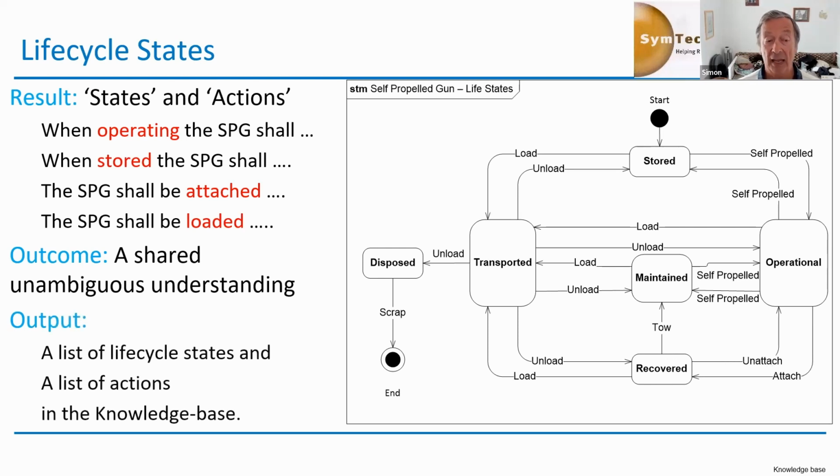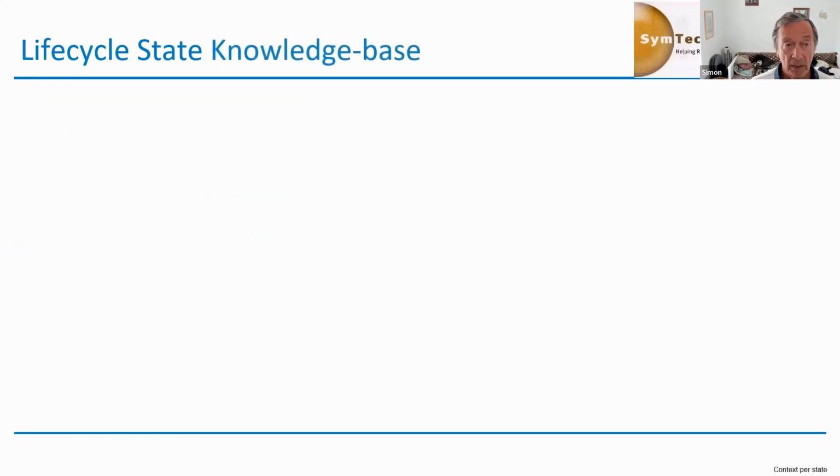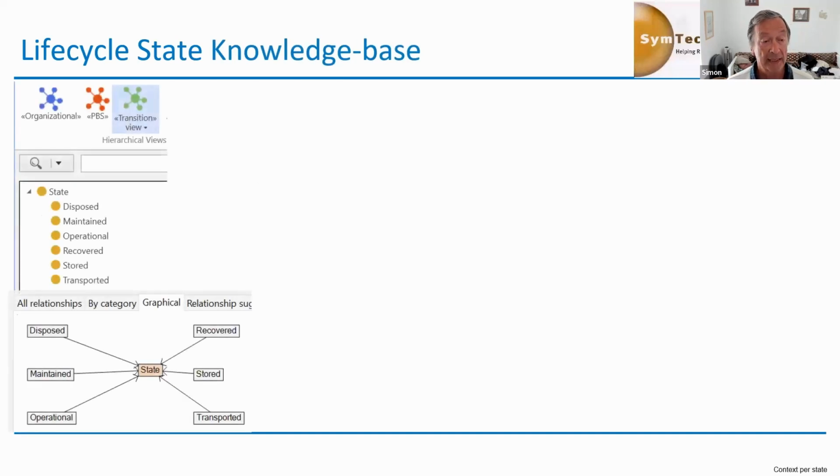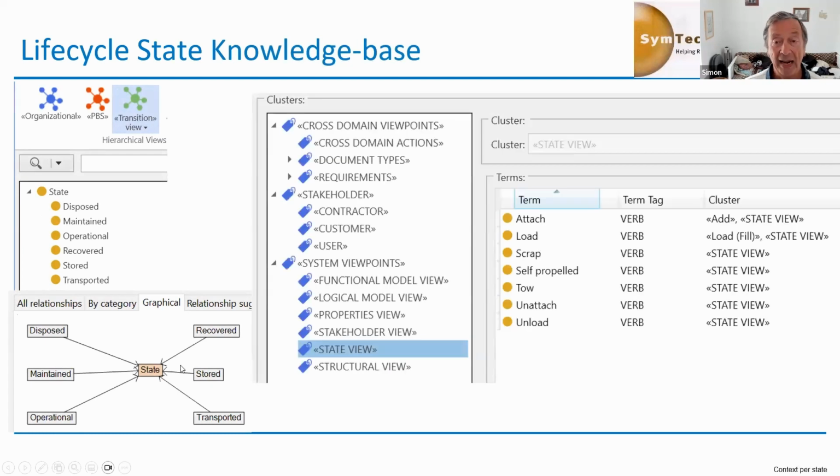So we've now got a list of life cycle states, a list of actions, and again, all of these were put into our knowledge base. So how does that look? Well, the states, there's the various list of states, but more importantly, we've now got some verbs. We had some nouns, we've now got some verbs: attach, load, scrap, self-propel, etc. So we can start actually building up some sentences now. We've got nouns and verbs. And the way we do that is we look at context diagrams in each of the individual states.